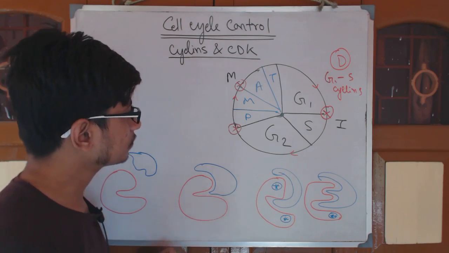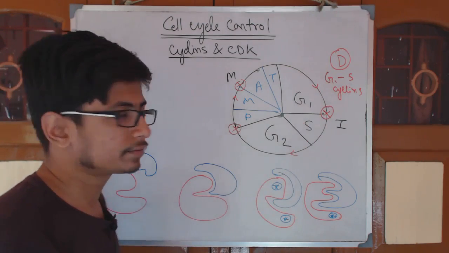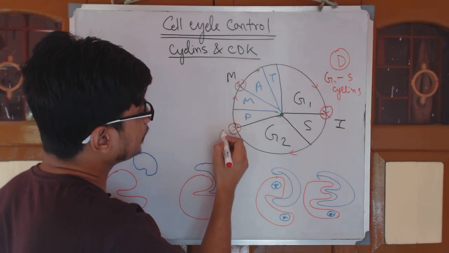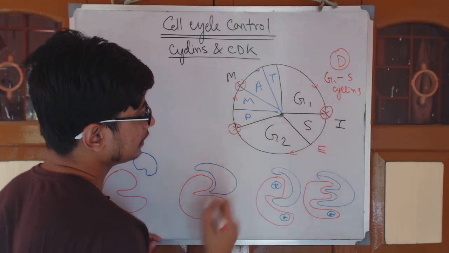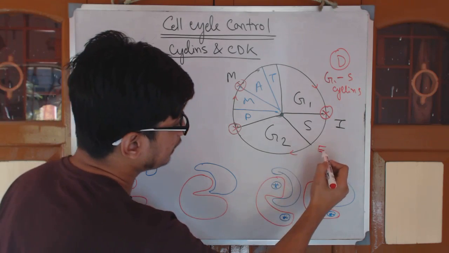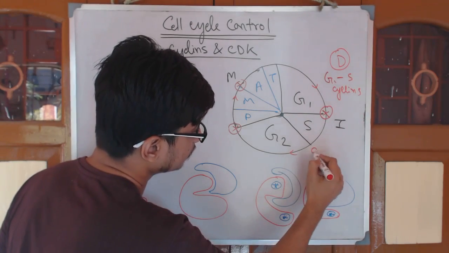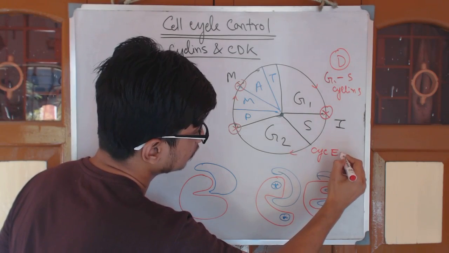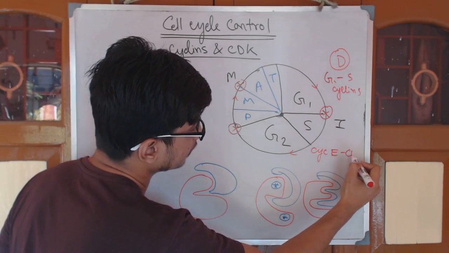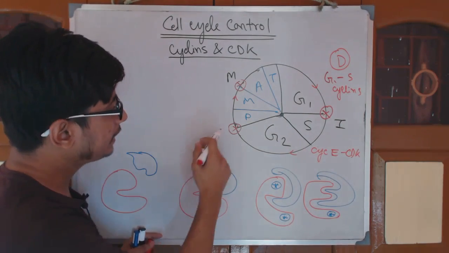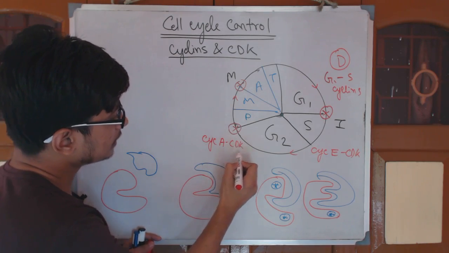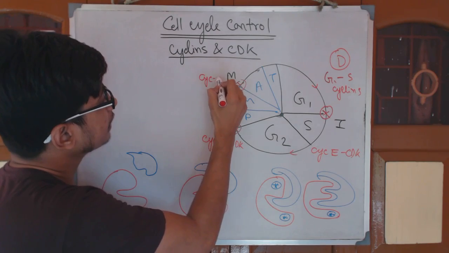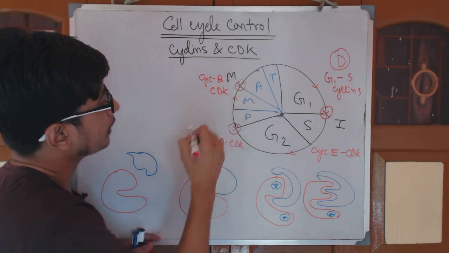Okay, cyclin D. And the cyclin that works here in the S phase is cyclin E. Cyclin E, so let me write: CDK complex. Here cyclin A CDK complex, and at the end cyclin B CDK complex.